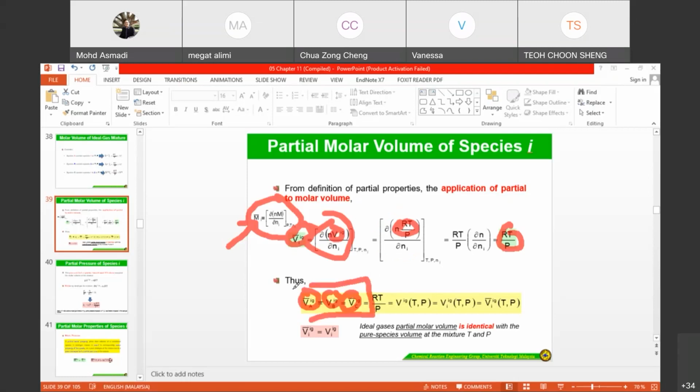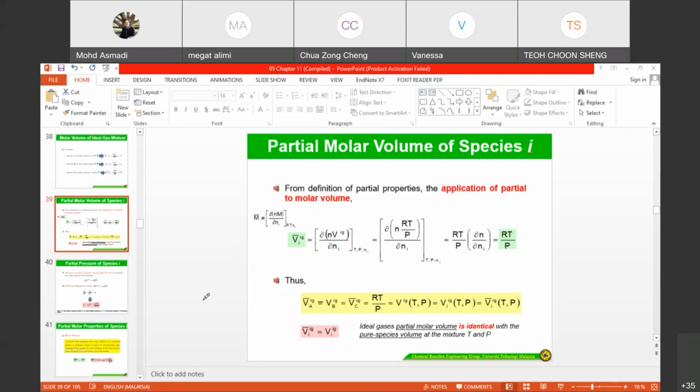So meaning that the partial molar volume is identical with the pure species volume at the mixture temperature and also pressure. This is only applicable for the molar volumes. But for other thermodynamic properties, it should be evaluated at the partial pressure.